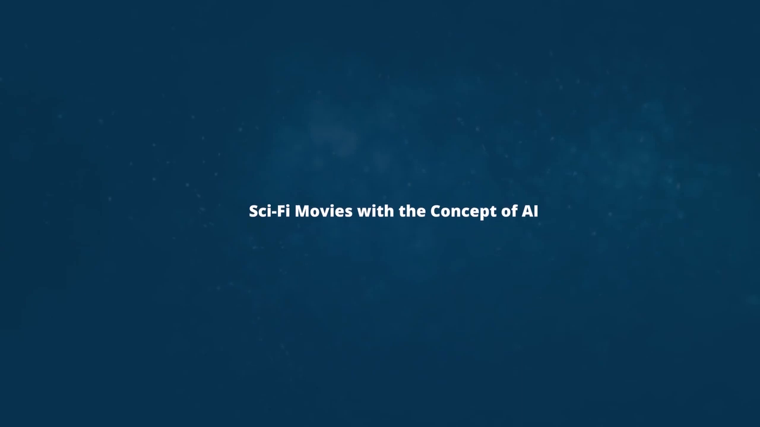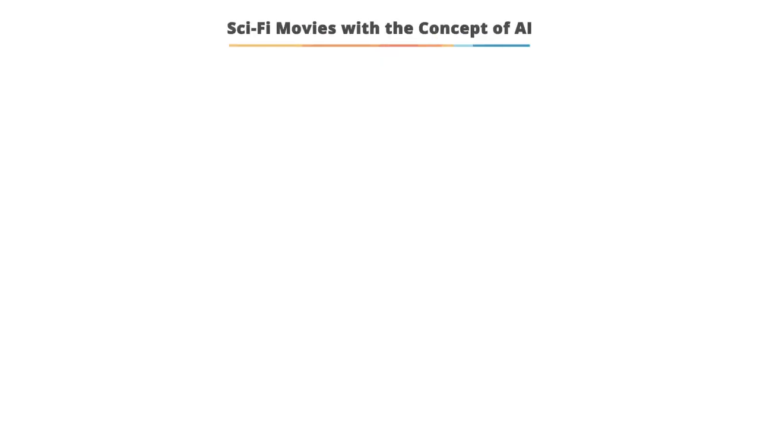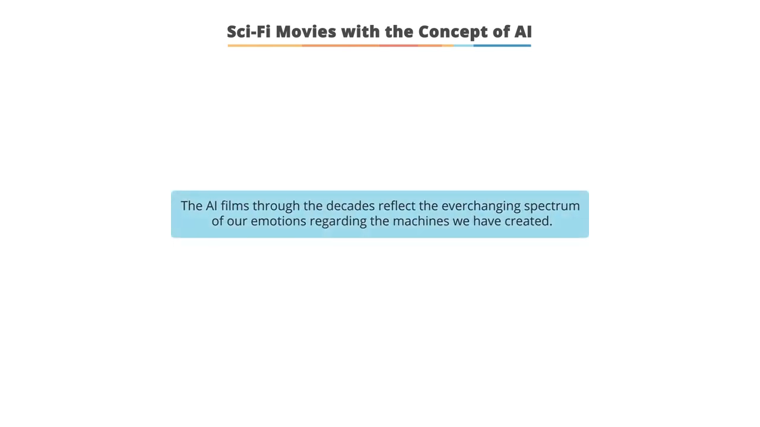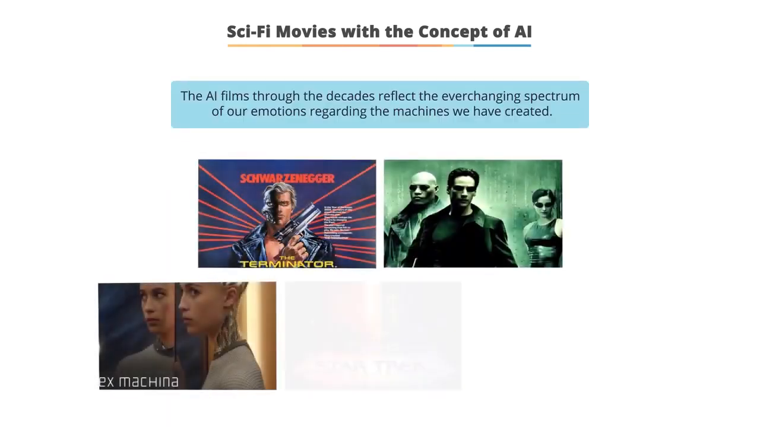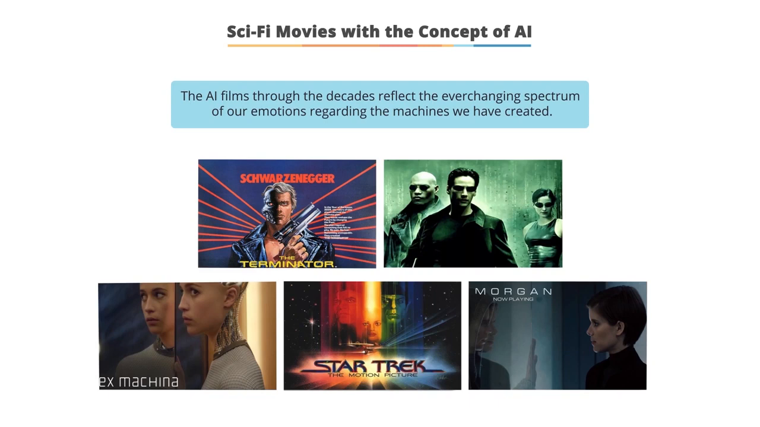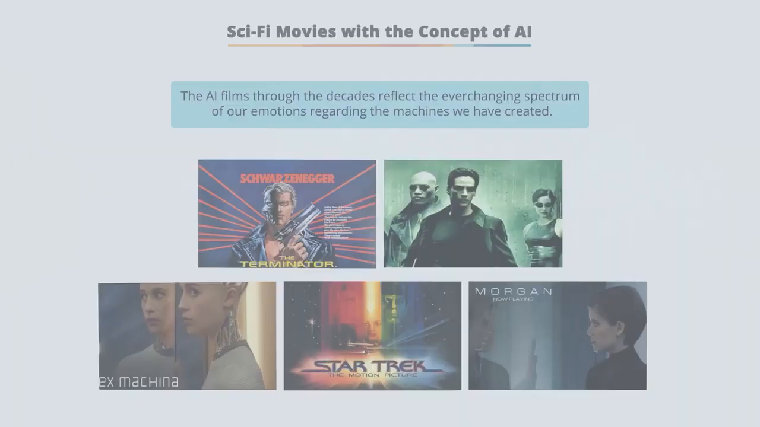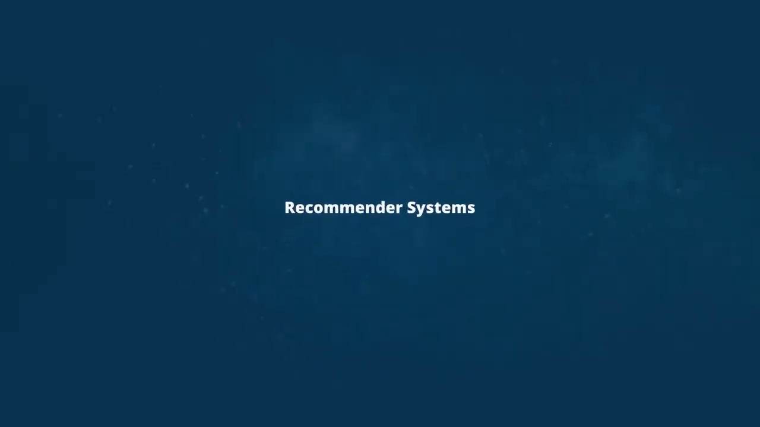Let's move ahead and look at some sci-fi movies with the concept of artificial intelligence. The films featuring AI reflect the ever-changing spectrum of our emotions regarding the machines we have created. Humans are fascinated by the concept of artificial intelligence, and this is reflected in the wide range of movies on AI. Recommendation systems are used by a lot of e-commerce companies.